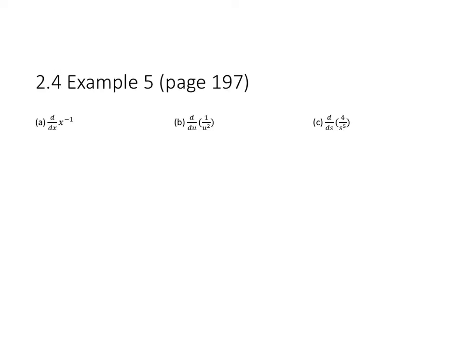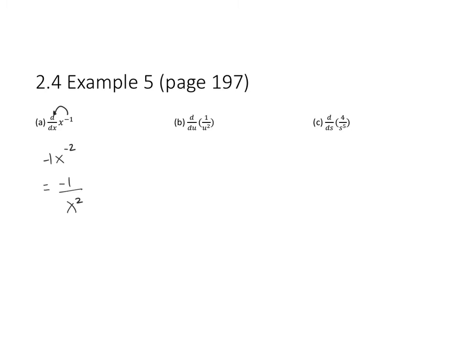So on example 5 on page 197, they want us to use the power rule for all of these. So the negative 1 comes down. Negative 1 times x to the negative 2. Negative 1 minus 1 is negative 2. So my derivative is negative 1 over x squared.